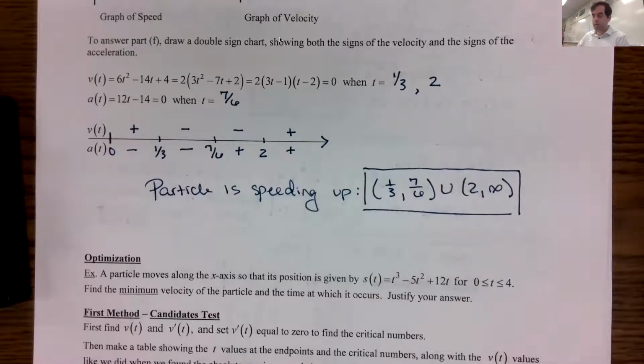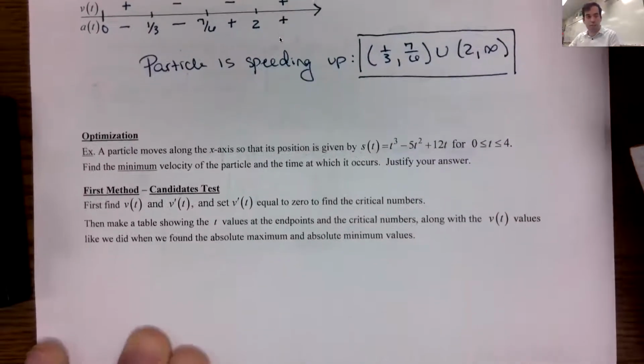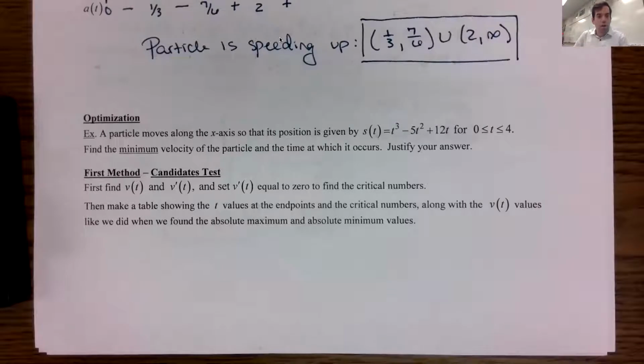All right, so that's a brief overview of particle motion. We're going to move into optimization. A particle moves along the x-axis, so its position is given here from 0 to 4. Find the minimum velocity of the particle and the time at which it occurs. Justify your answer.